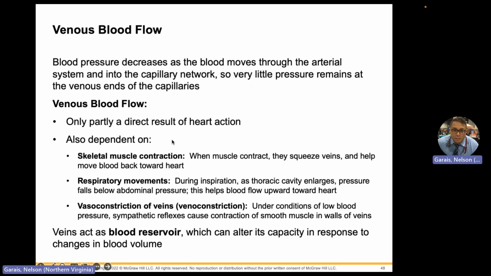Venous blood flow is relatively low pressure, but it has valves to prevent backflow, but the patient needs to move around. Skeletal muscle contraction, the patient also needs to breathe. So the patient has to walk around, move around, and do something, or have regular physical therapy sessions.